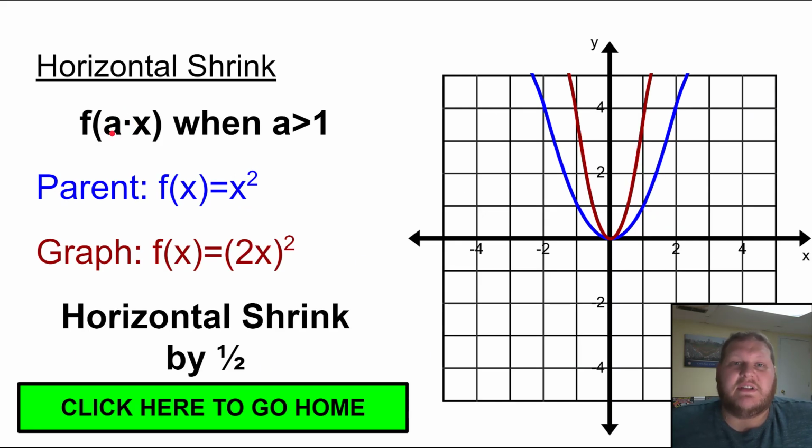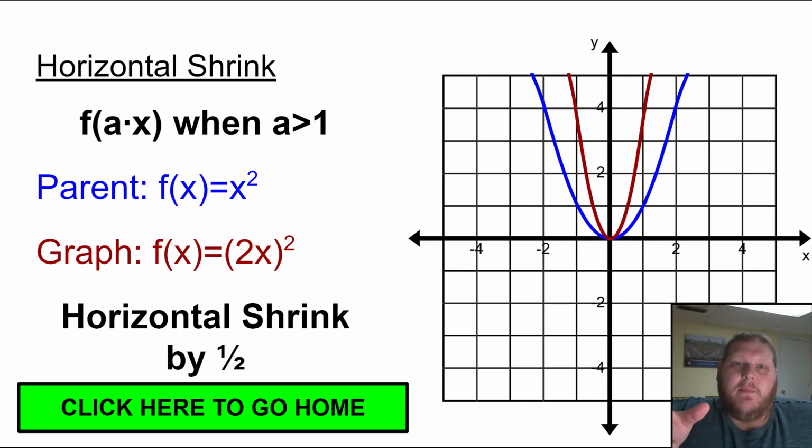For the last one, our horizontal shrink, since it's a stretch or shrink, still going to be a multiplication. Since it's horizontal, it's still on the inside, and it's also opposite of what you would expect. So on the vertical stretches, those values were bigger than 1. In this case, my a value being bigger than 1 makes it a horizontal shrink, making it narrower than what it usually is. So here my parent graph I'm starting with is a quadratic. It's x squared. If I multiply by 2 on the inside of that function, that actually tells me that it's going to get shrunk horizontally.